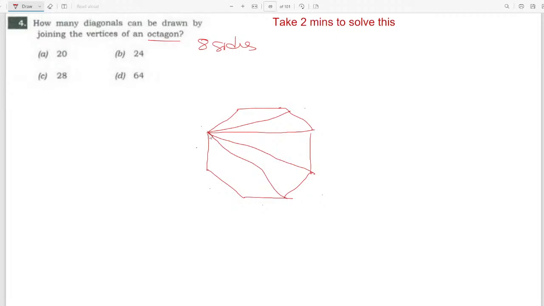These are the diagonals. Okay, so there are 8 sides, but in these 8 sides, 3 sides cannot be, if you cannot connect the 3 points. There are 8 points also: 1, 2, 3, 4, 5, 6, 7, 8. So there are 8 points.